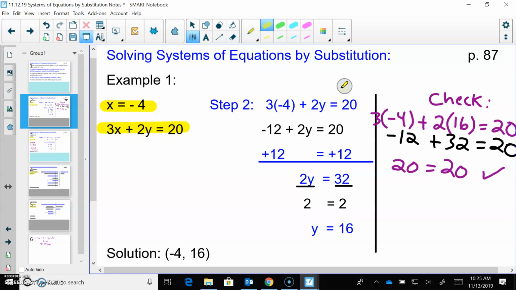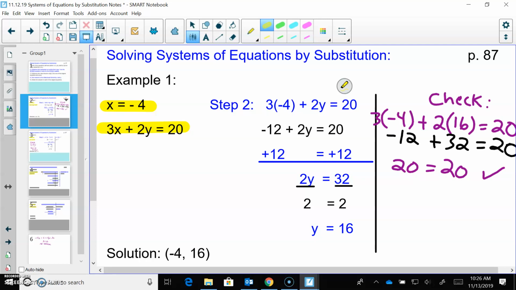So in an ordered pair, you start with parentheses. The x comes first, and then the y. So that's why it's (-4, 16). The students can also check their work by plugging it in. So if you look to the right, all I did was plug in -4 for x and 16 for y into the bottom equation, and then multiplied that out. So 3 times -4 gave me -12, plus 2 times 16 gave me 32. When you do -12 plus 32, it gives me 20, and 20 does equal 20, so it checks out.